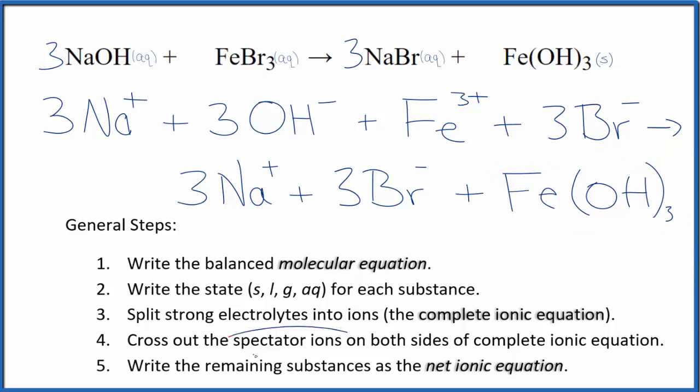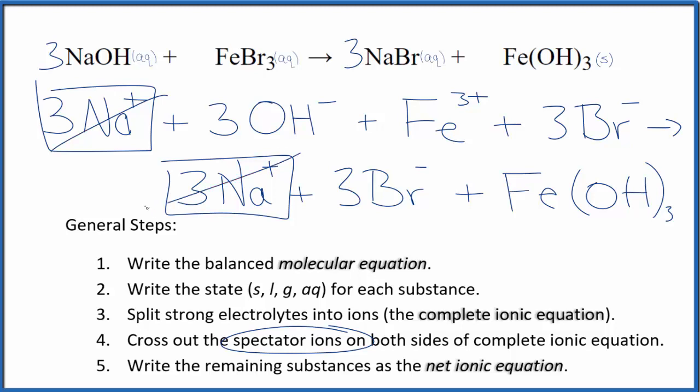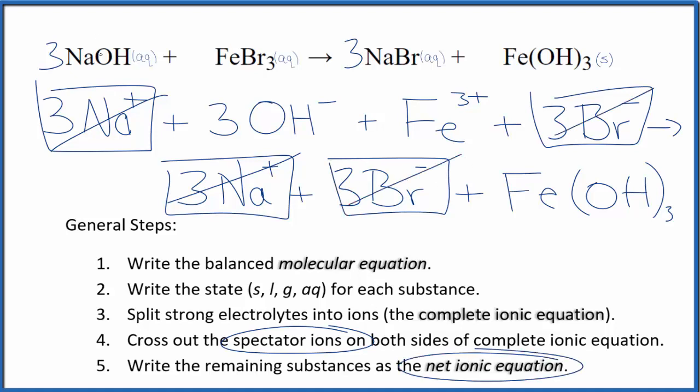Now we can cross the spectator ions out. They're on both sides of the complete ionic equation. Reactants on top, products on the bottom. 3 sodium ions here and again in the products. Those are spectator ions. We'll cross those out. 3 bromide ions, and again in the products, spectator ions. We cross them out. What's left, that's the net ionic equation for NaOH plus FeBr3.